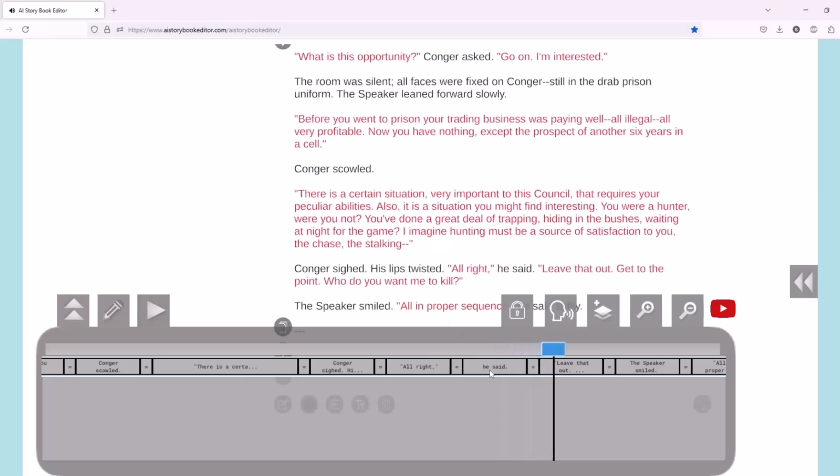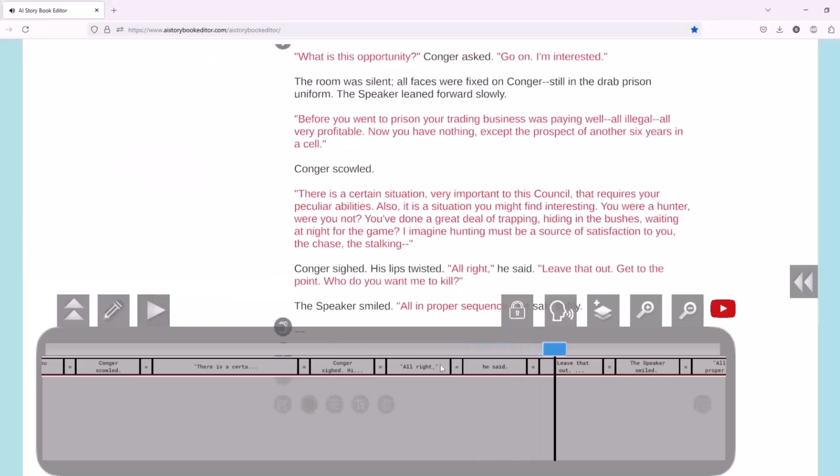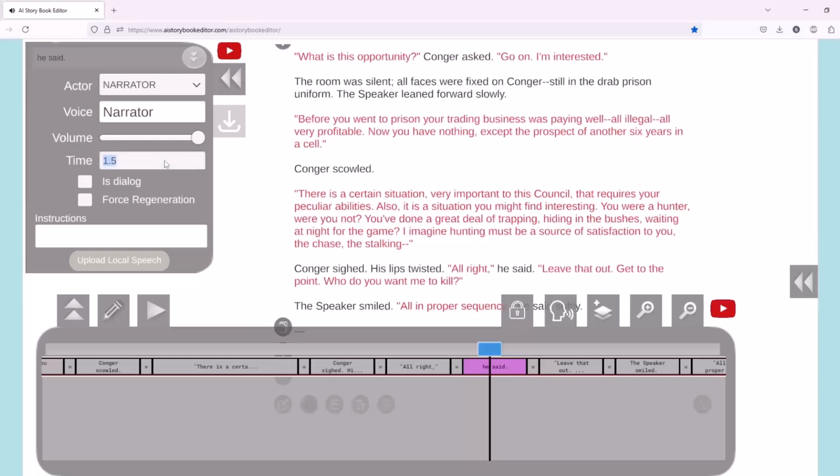Leave that out. Okay, there is also noise here, but I think that we can fix it just by reducing the time of the track. He said, "Yes." Leave that out. Okay, let's make it.